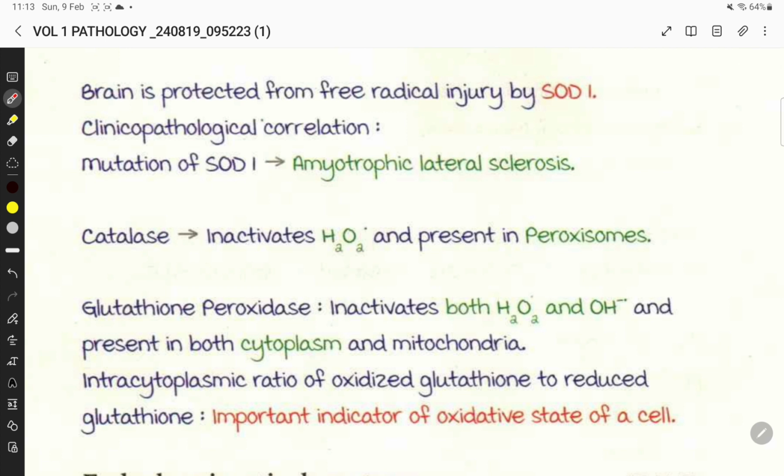The brain is protected from free radical injury by SOD1. Clinicopathological correlation: mutation of SOD1 leads to amyotrophic lateral sclerosis.